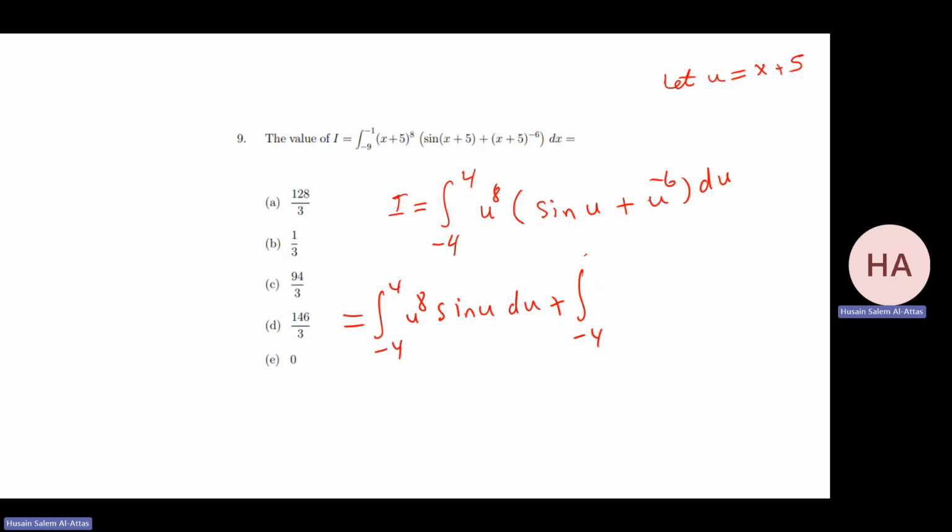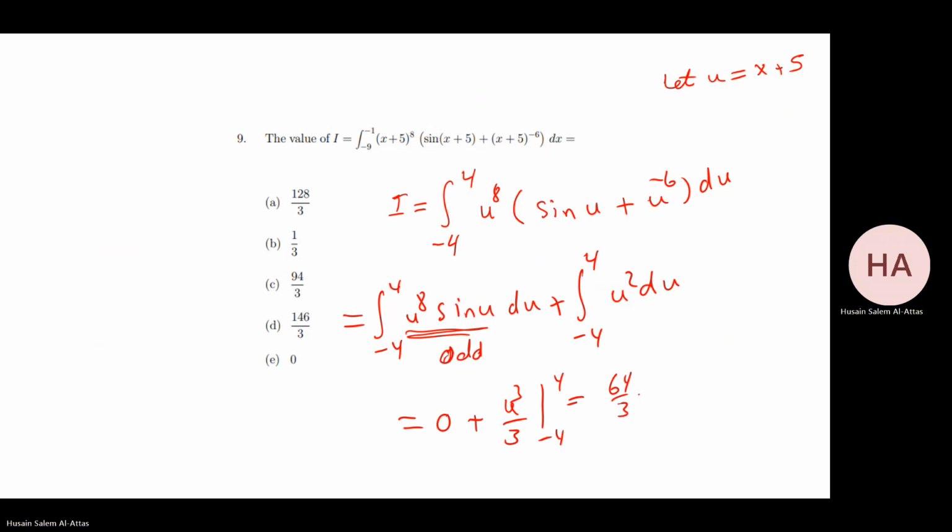I split it, I will tell you why. Because this is u squared du. I split it because this is odd. They have minus a to a, so this is 0. This is an easy integral. u cubed over 3 from minus 4 to 4. That will be what? 64 over 3 minus minus 64 over 3, which is 128 over 3, which is this one.